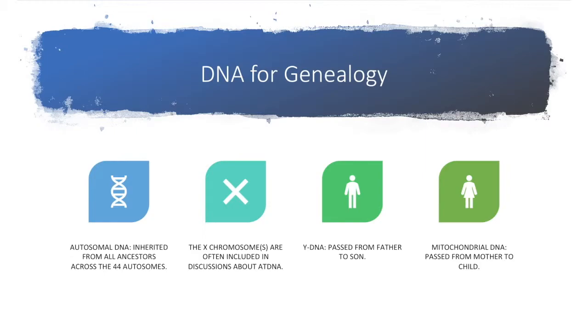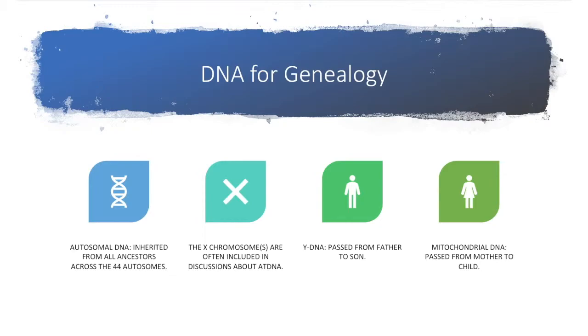Okay, so who here has taken an autosomal DNA test? That would be the Family Finder at Family Tree DNA. That would be AncestryDNA. That would be MyHeritage. That would be 23andMe. Yeah, there's a couple. Not as many as I thought.